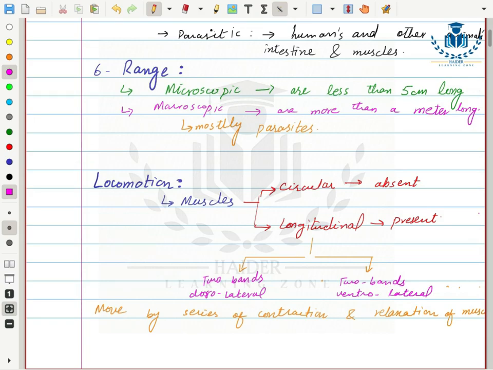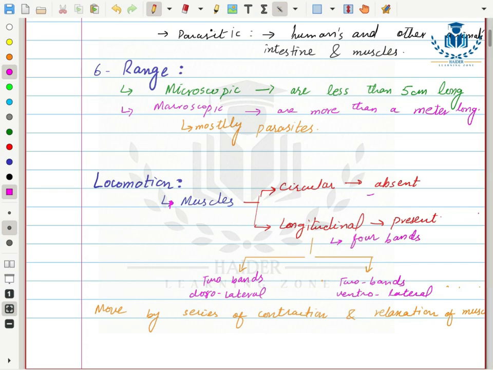Locomotion is done with the help of muscles. Muscles can be of two types, circular and longitudinal, on the basis of their arrangement, the direction of arrangement in the body. In roundworms, they only have longitudinal muscles. Circular muscles are absent. So they only have longitudinal muscles. Basically, there are a total of 4 bands of longitudinal muscles in their body.